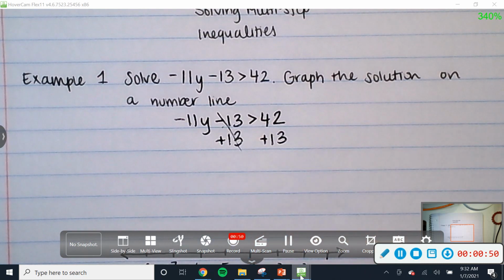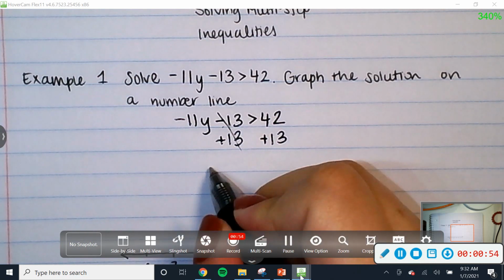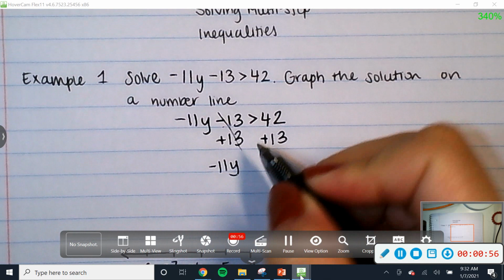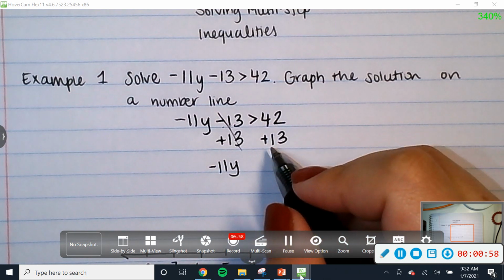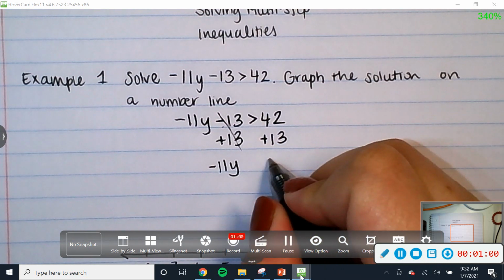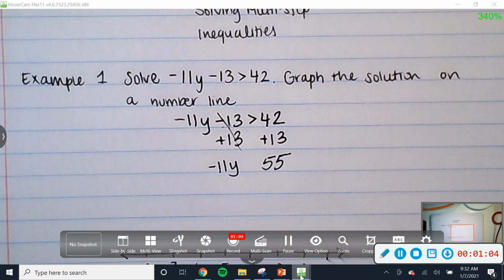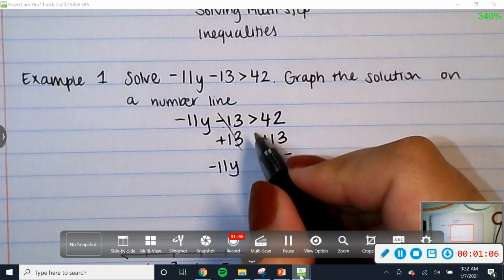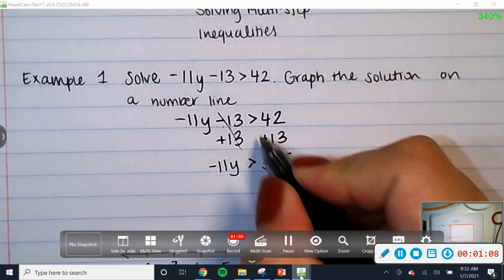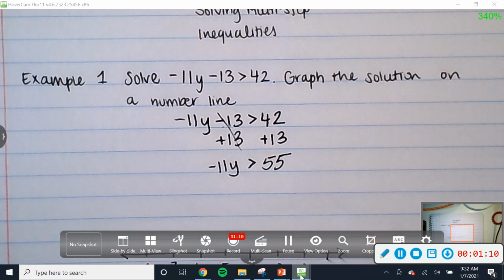Can cross this out because they'll cancel out. And then I'm going to rewrite what's left. So I have negative 11y, 42 plus 13 gives me 55. And when we're just adding and subtracting, the sign will stay the same. So this inequality sign will not change because addition and subtraction doesn't change anything.